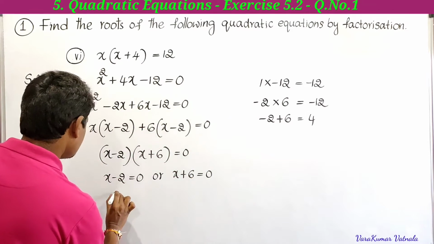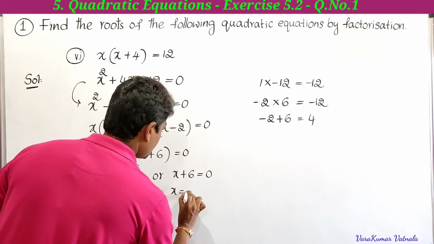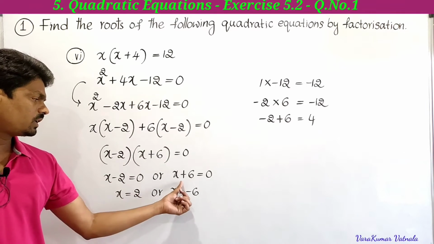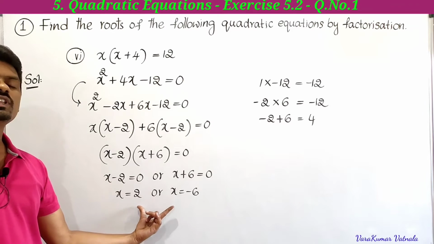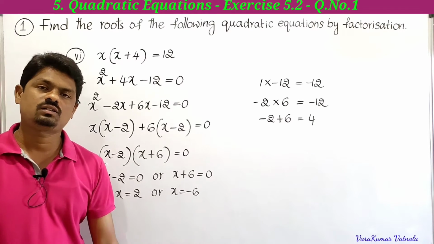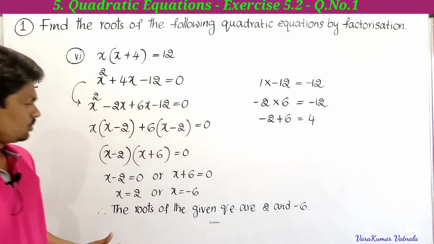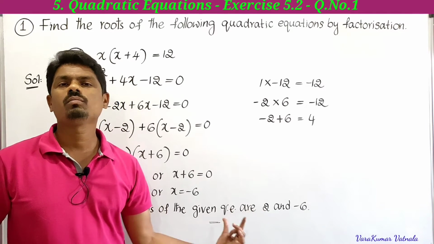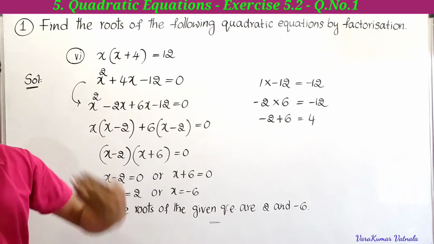So from this we get x is equal to plus 2 or x is equal to minus 6. So here take minus 2 to the right side, it becomes plus 2. Here take plus 6 to the right side, it becomes minus 6. Therefore, the roots of the given quadratic equation are 2 and minus 6. So that we have to write. So this is the sixth bit. Next we have to solve seventh bit.